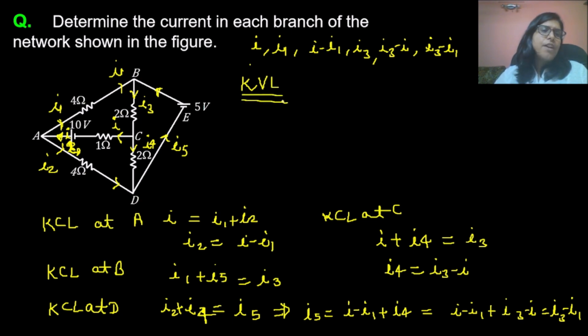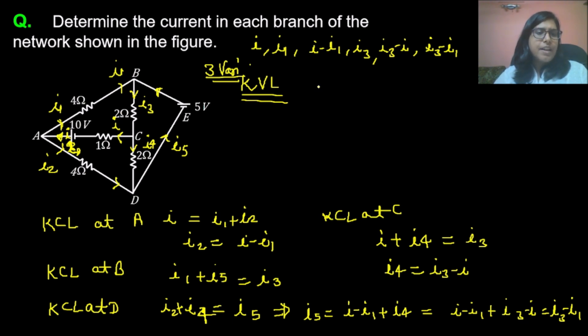So first of all write for the bigger circuit. This circuit, if we start from A, D, E, B, A. Now how many variables do you have? I, I1 and I3. We have removed I2, I4 and I5. So we have 3 variables, so we need 3 equations. That means we have to write 3 KVL equations.